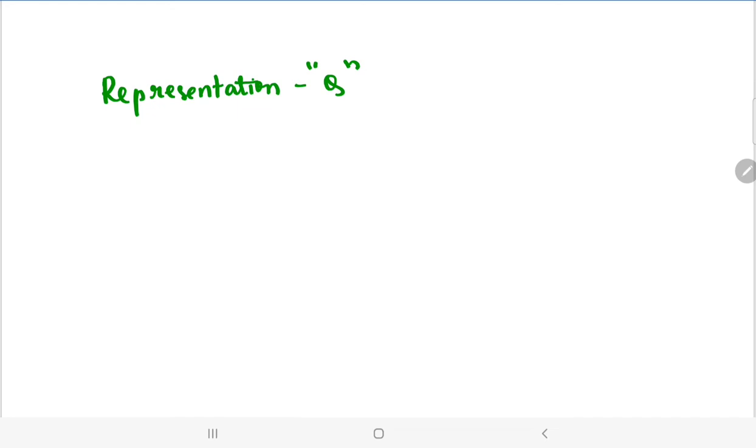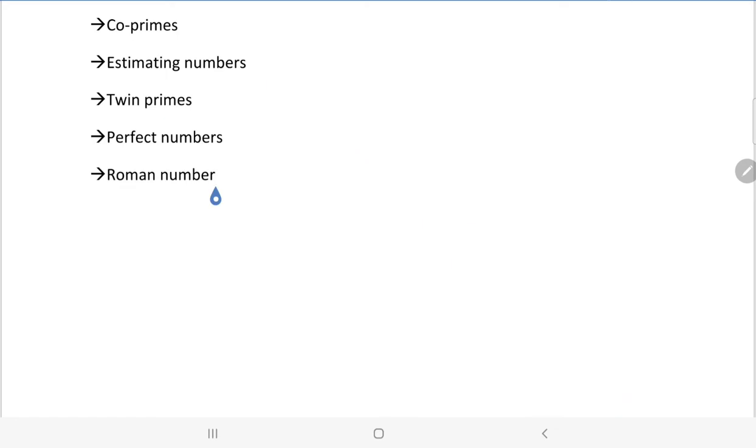So children, we will represent the rational numbers by using the capital Q. So children, the next topic that we are going to discuss is coprimes.